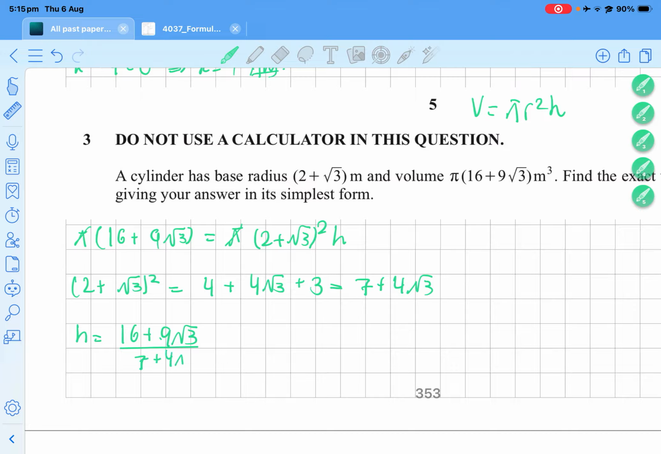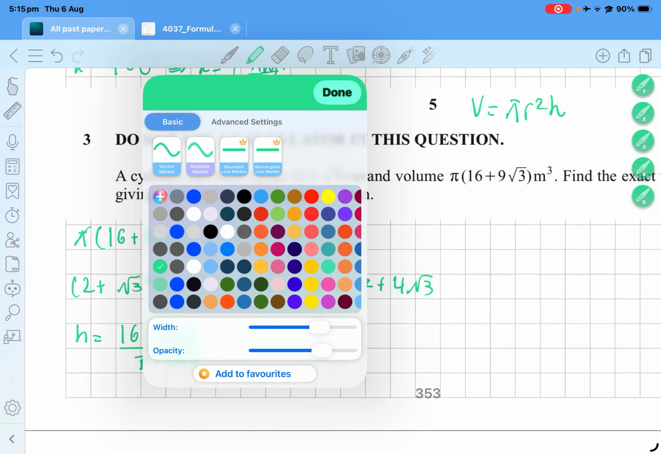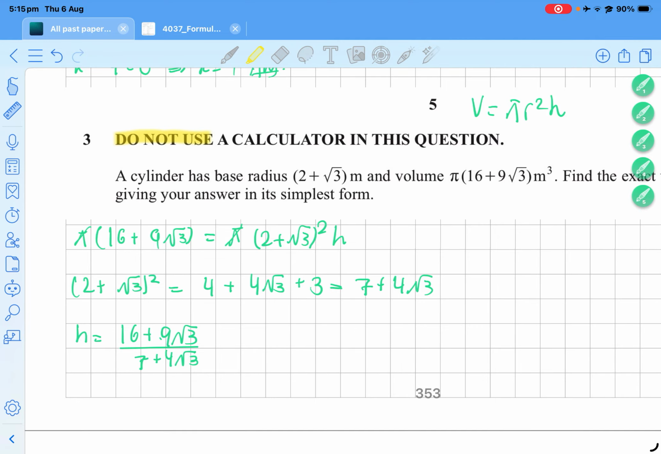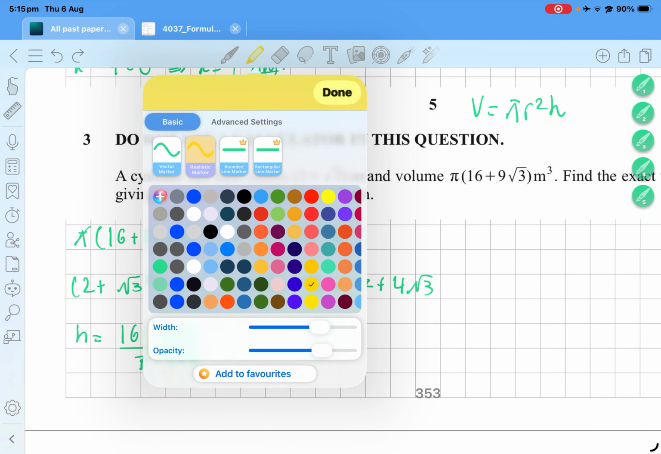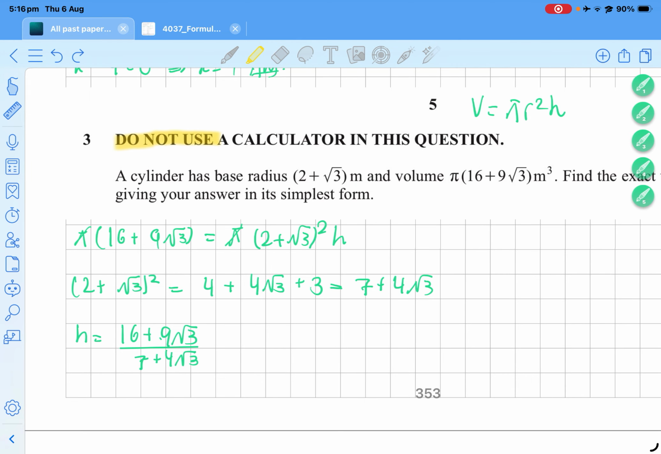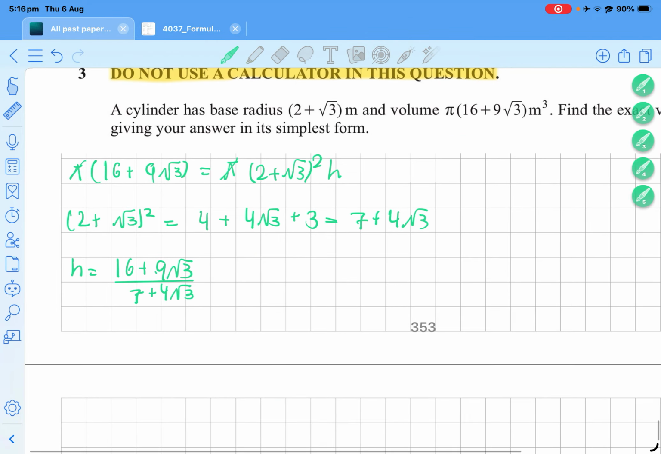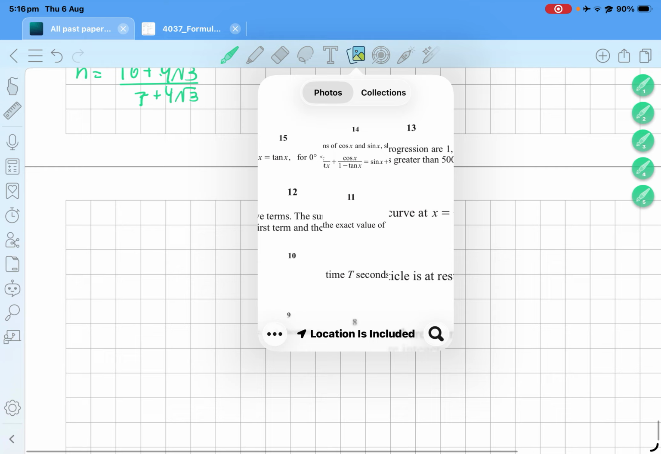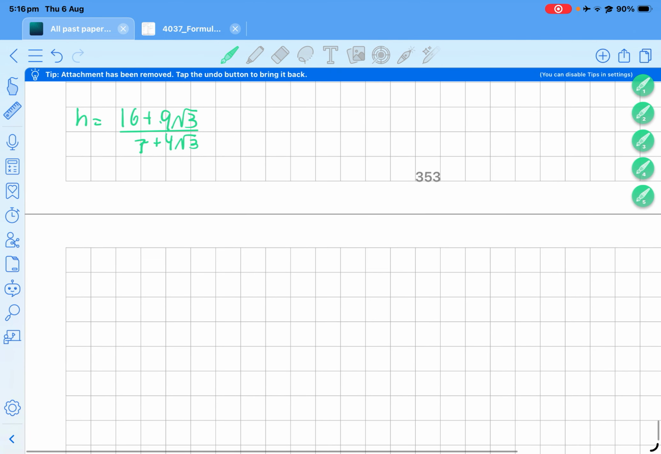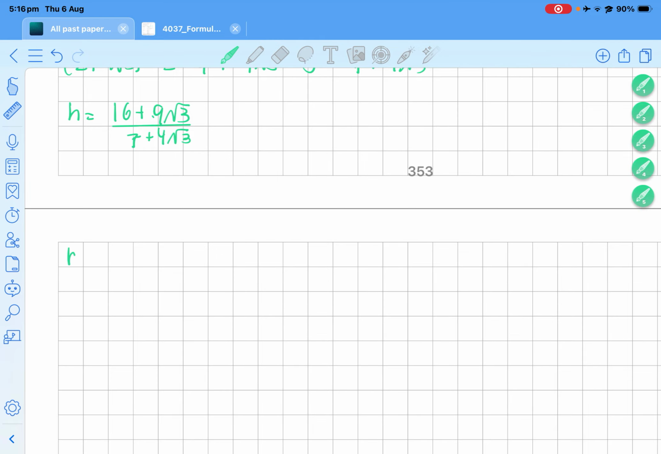Now you might be wondering why in the world they would ask us not to use a calculator. Well, if we did use a calculator, we're not going to show our working, first thing. And second thing, not using a calculator basically means that you have to show how you're going to rationalize the denominator. Because if you don't know how to rationalize the denominator, you're literally going to lose 2 marks on this question for no specific reason. So how to rationalize the denominator?